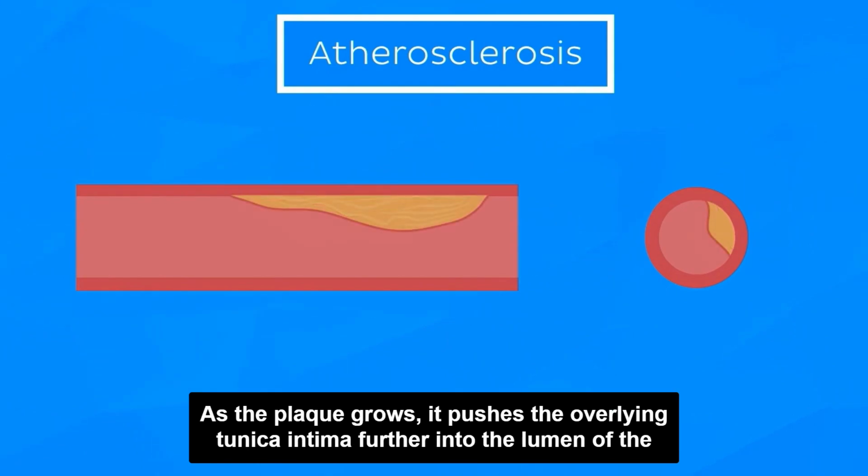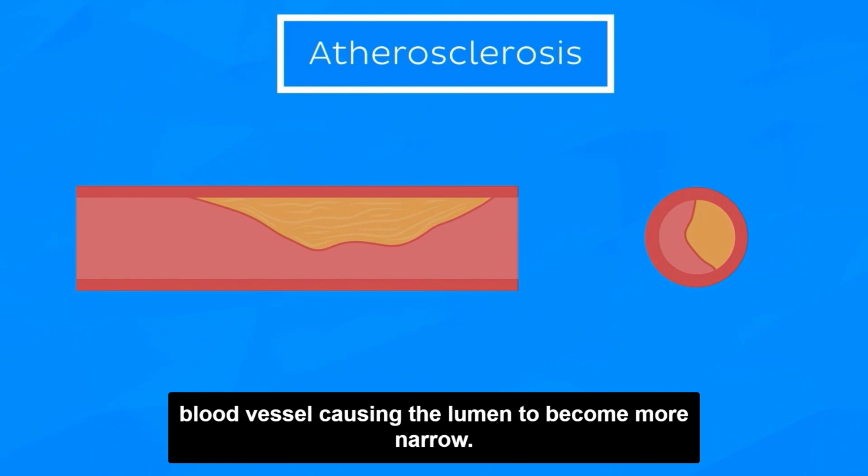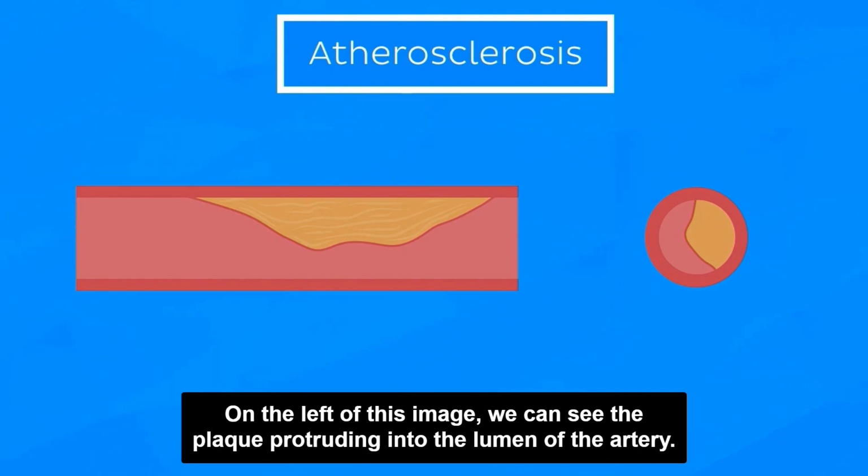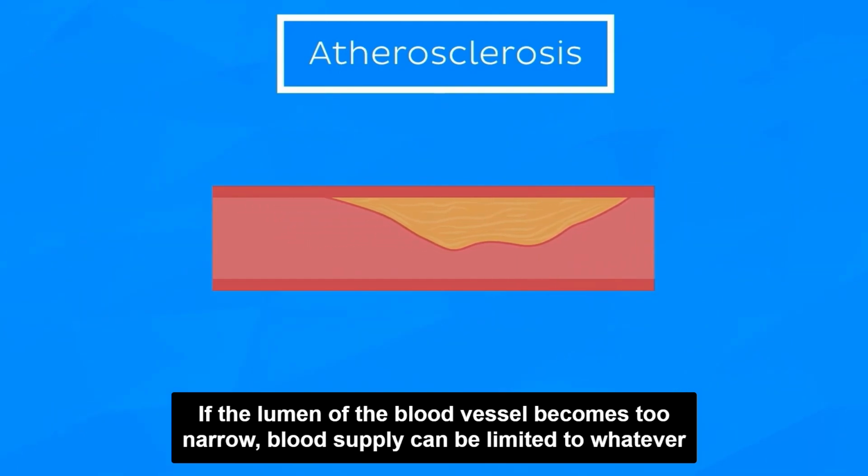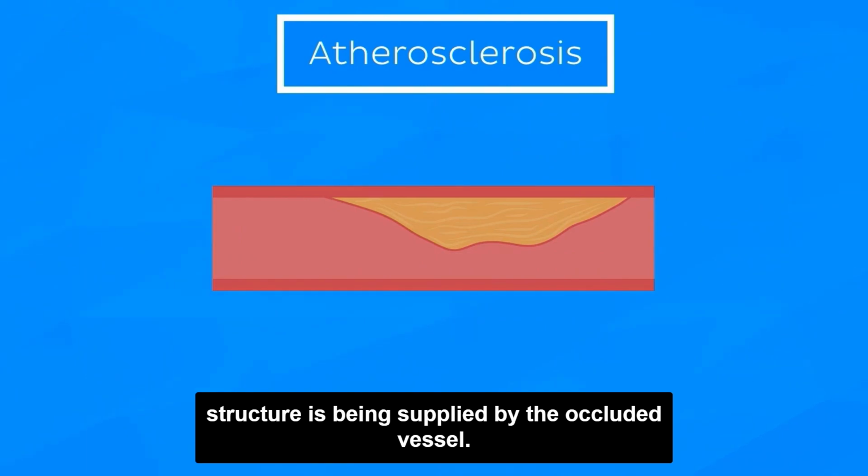As the plaque grows, it pushes the overlying tunica intima further into the lumen of the blood vessel, causing the lumen to become more narrow. On the left of this image, we can see the plaque protruding into the lumen of the artery. If the lumen of the blood vessel becomes too narrow, blood supply can be limited to whatever structure is being supplied by the occluded vessel.